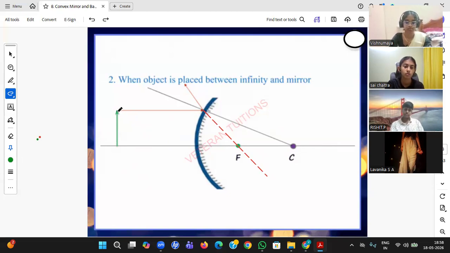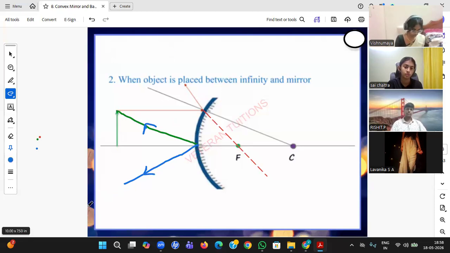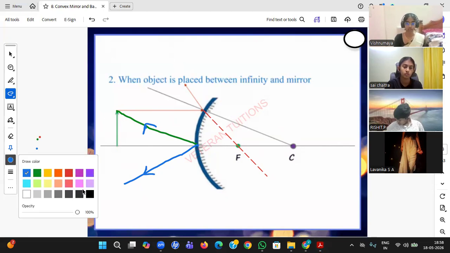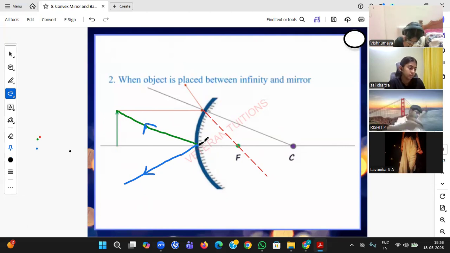So she wants to take ray number 4. What is ray number 4? A light ray should come from the top of the object and should hit the pole. What will happen to the reflected ray? The reflected ray will maintain the similarity like this. Now one reflected ray is going here, another reflected ray is going here. Definitely they will not intersect. But what can I do? I can extend this reflected ray backside.